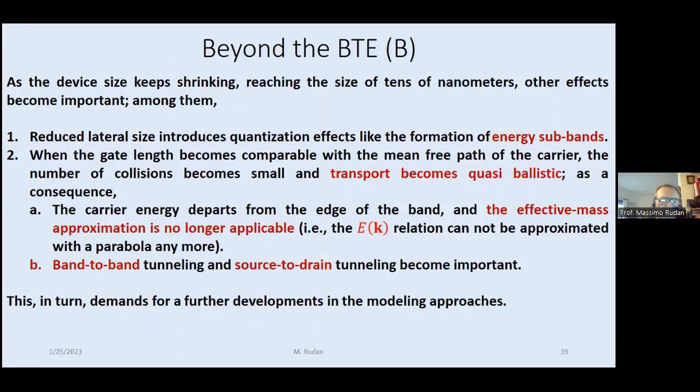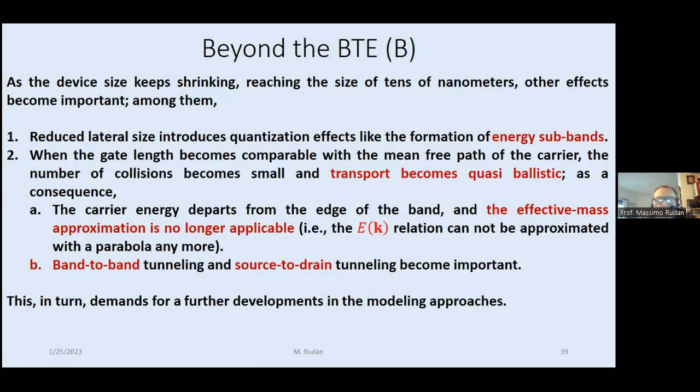The need of more sophisticated methods of simulation is, of course, driven by the continuous shrinking of the devices. And in this page, there are a few types of new effects that are listed.